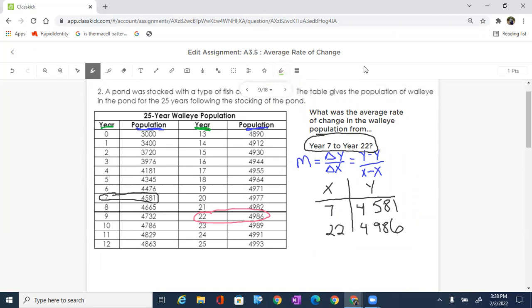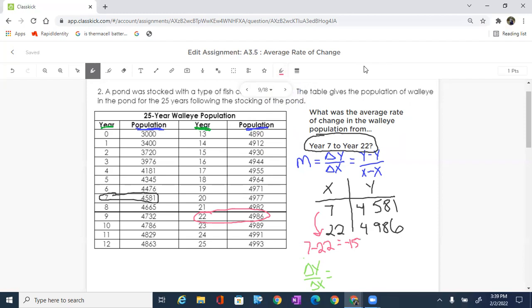Now, we have to subtract the x's and subtract the y's in order to find our average rate of change, so that we can set it up in the idea of saying the change in y over the change in x. So how are we going to do that? We're just simply going to subtract. So let's do that. I say 7 minus 22. What is 7 minus 22? That's an easy one. That is negative 15.